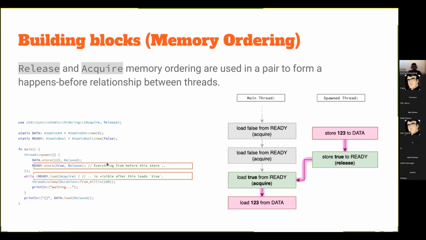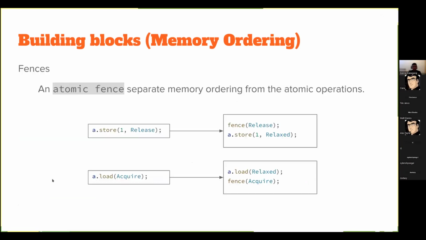So in this example, we have two threads. The spawned thread is storing some value in the data and then storing in the ready state, whereas the main thread is spinning and trying to load, via acquire memory ordering, whatever is stored in the ready state. Because we are using release and acquire, we can guarantee that everything that happened before the store on the ready state will always be seen by the load acquire in the main thread, the while loop. So that's how we establish that happens-before relationship.